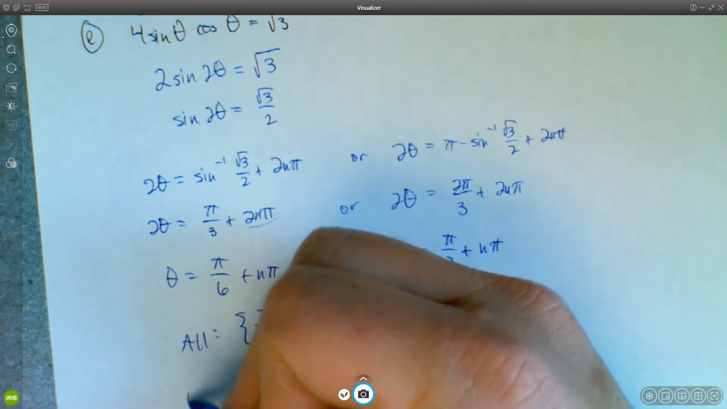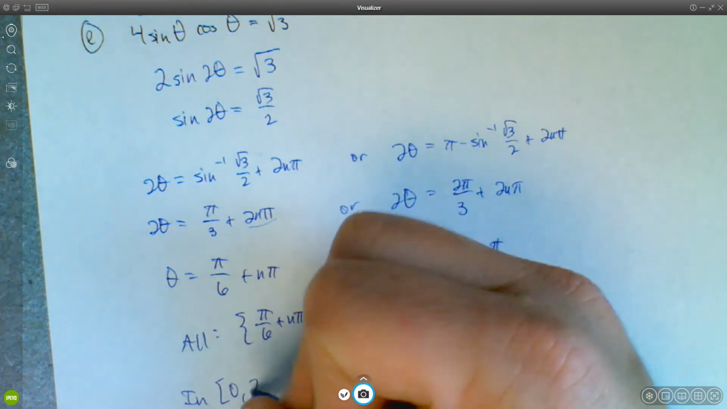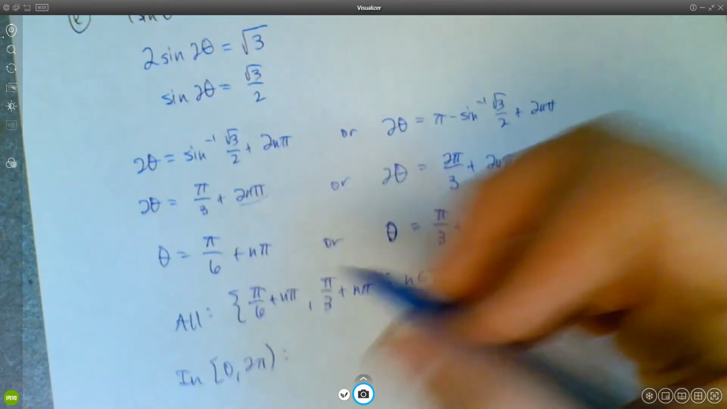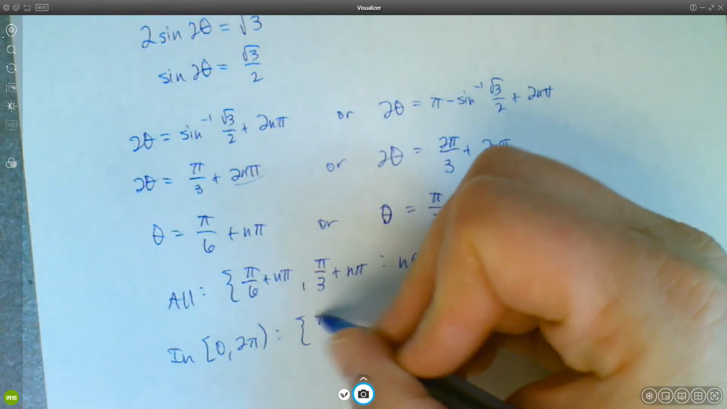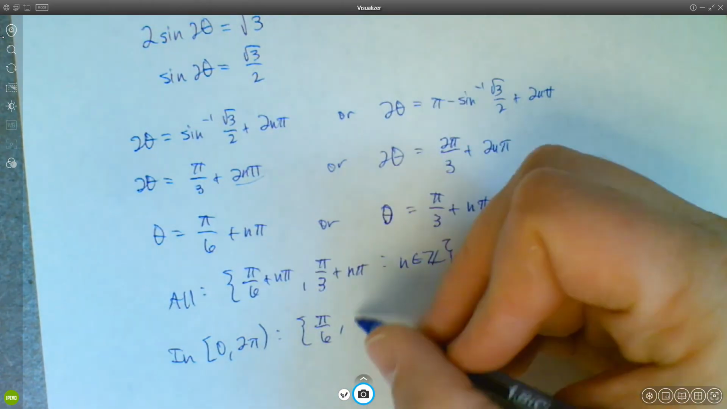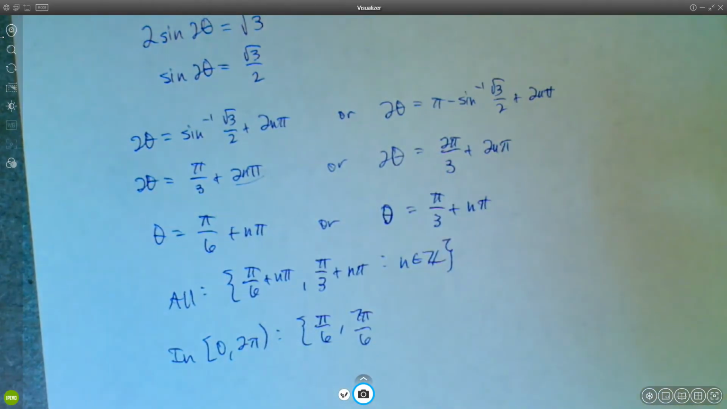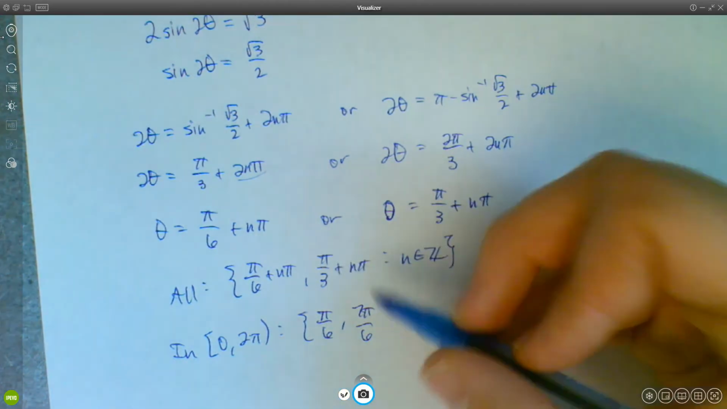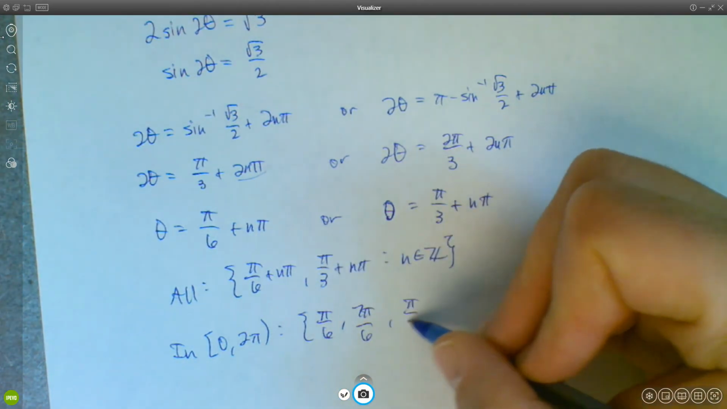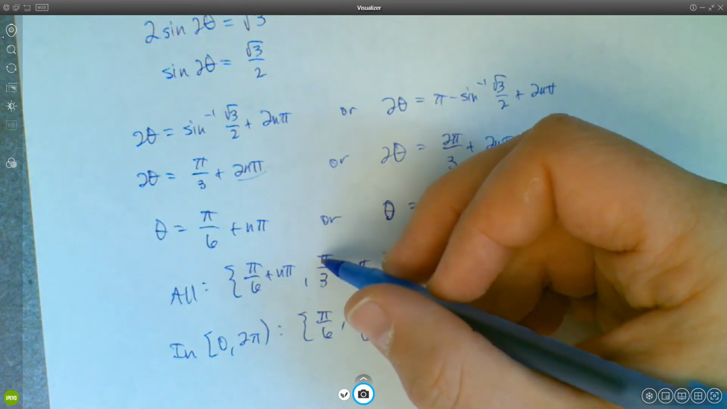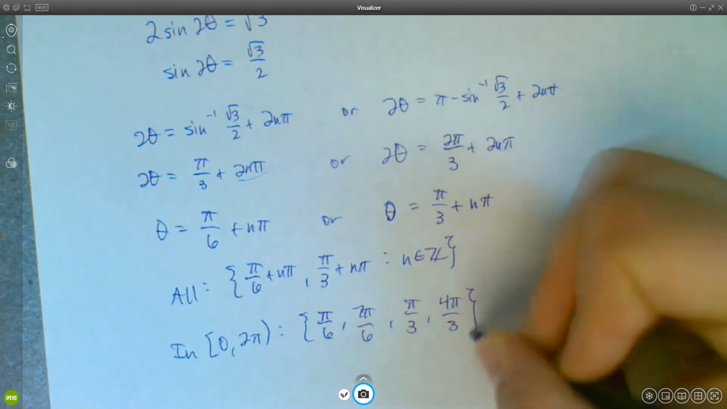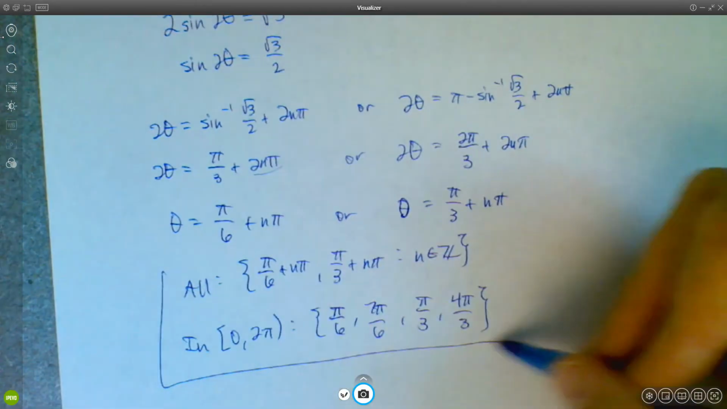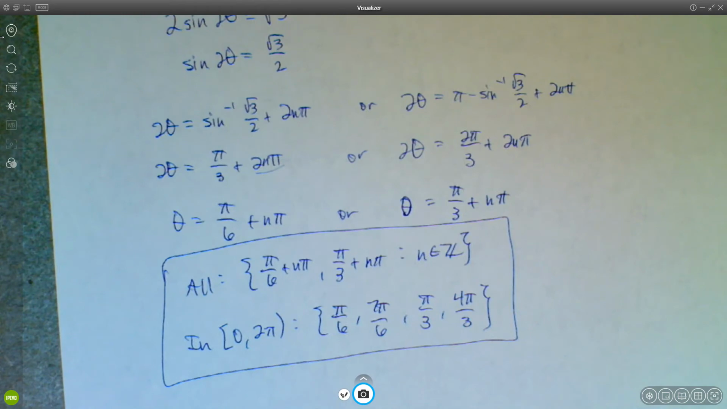If you wanted to list off the solutions that live in the interval from 0 to 2 pi, well, you're going to get pi over 6 and 7 pi over 6 generated from that first rule. From the second rule, you're going to get pi over 3, and you're going to get 4 pi over 3 generated from the second one. Okay, and that's that one.